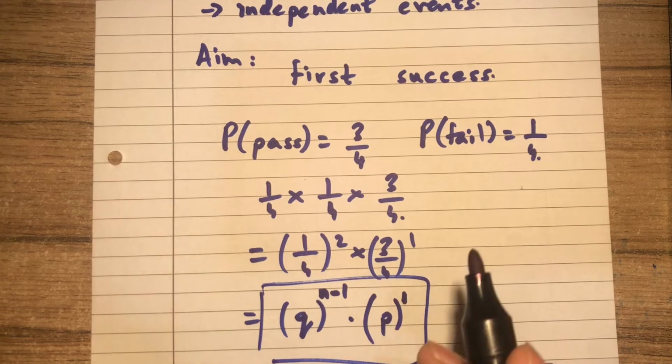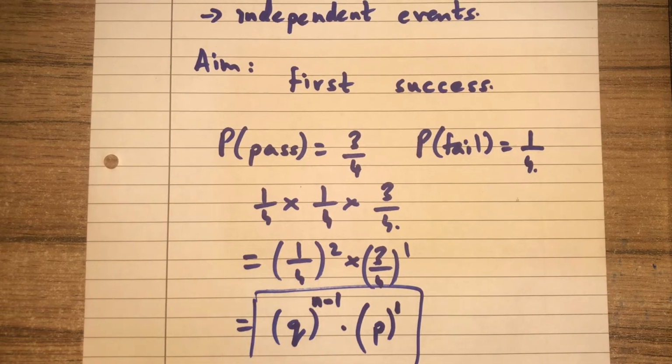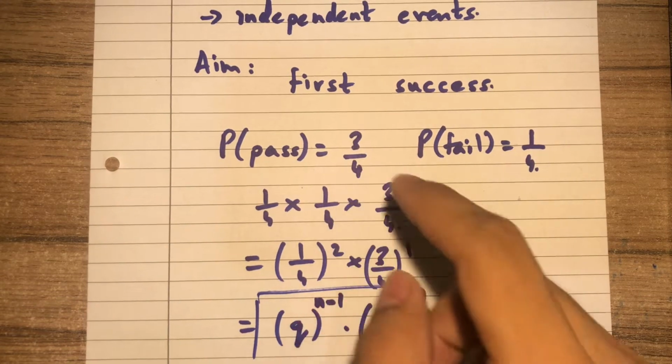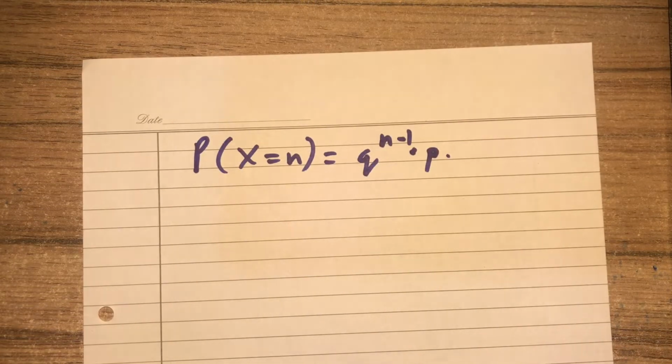So in this example, we were considering that all the events are independent and probability stays constant. In real life, what would happen is that the person would learn from the first driving test and then have a higher probability in the second test. But over here, we're assuming that the probability remains constant. So through that, we get this formula for geometric distribution. This is the formula for geometric distribution.